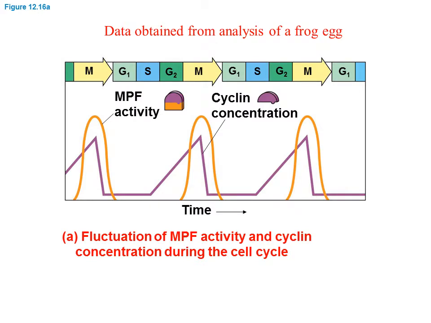This was observed in frog eggs. So look at this chart and you will see that the cyclin molecule, the purple line, is increasing. Once it gets to a set threshold, it will complete the MPF complex. This again will push the cell through the M checkpoint.